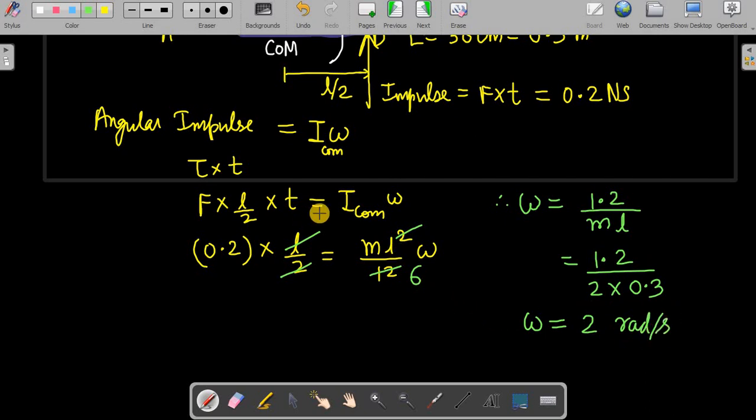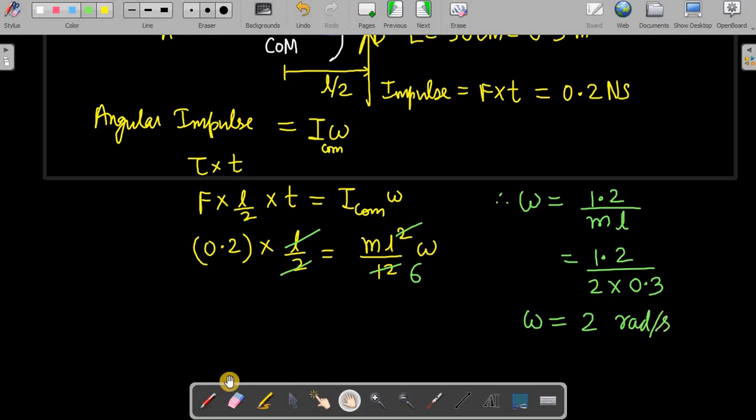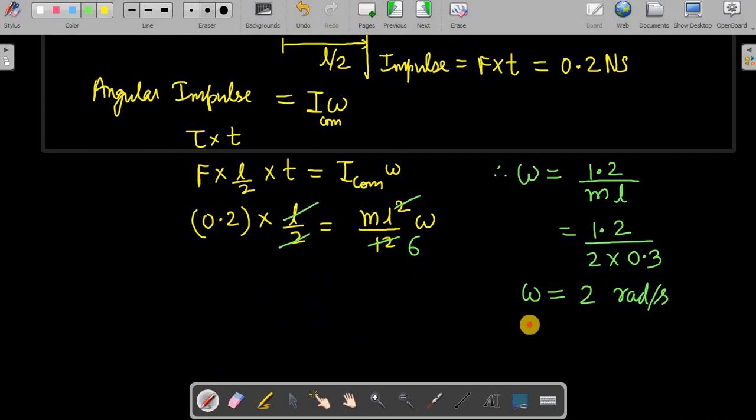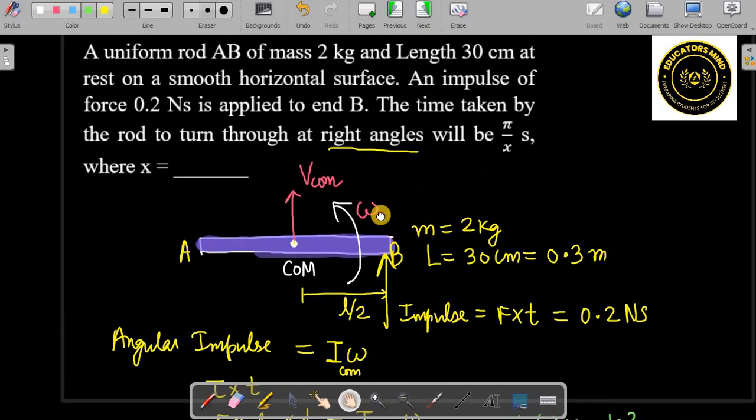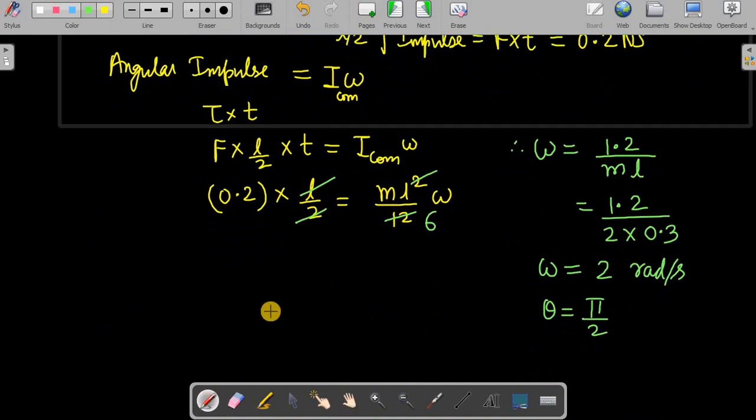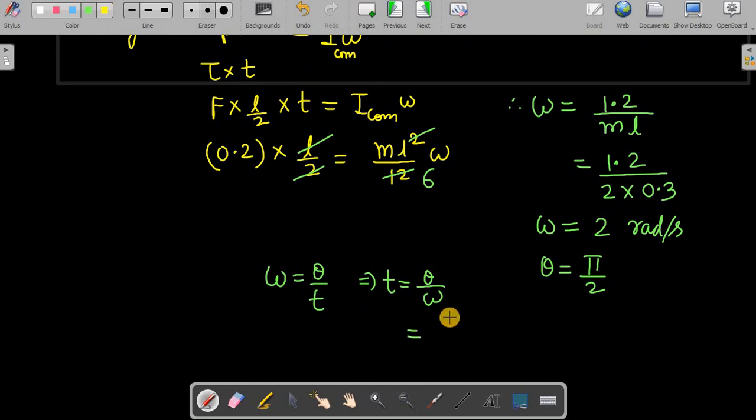So once we have calculated this, now we have to calculate the time taken to rotate by some angle which is 90 degrees. So pi by 2. So rotation should happen for 90 degrees. You know omega is equal to theta by t, therefore time is equal to theta by omega. Now just substitute, theta is pi by 2 and omega is 2. So we are going to get pi by 4 second. Pi by 4 second will be the answer for this.